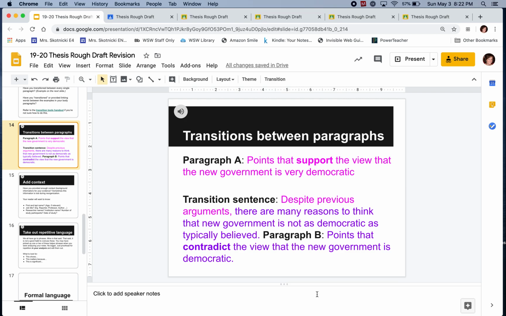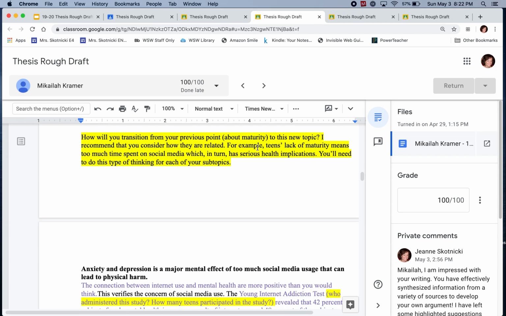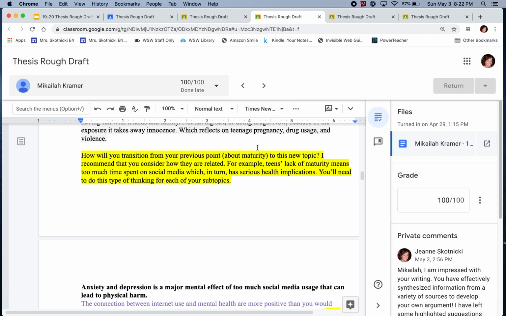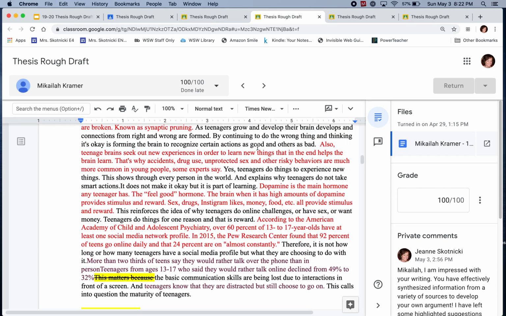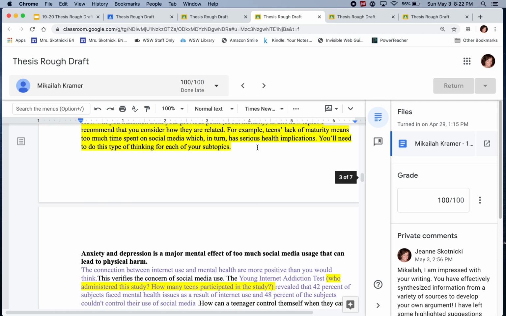And so I want to jump to Michaela's paper now because she has an opportunity for one of these transition sentences that I think is a fairly good representation of the challenge that comes with writing the sentence that is going to tie the ideas from one subtopic to the next subtopic. Michaela has an excellent paper here, but between these two subtopics, I ask her this question: how will you transition from your previous point about maturity to this new topic?